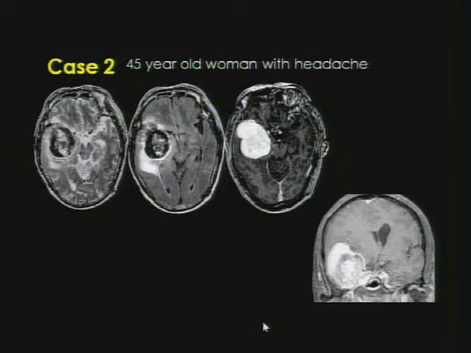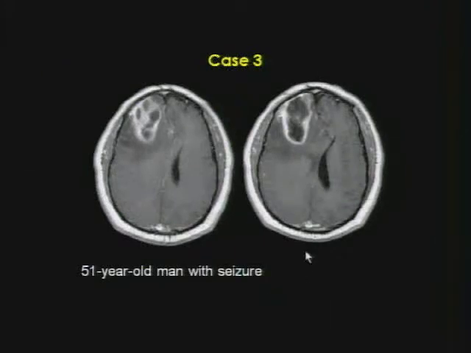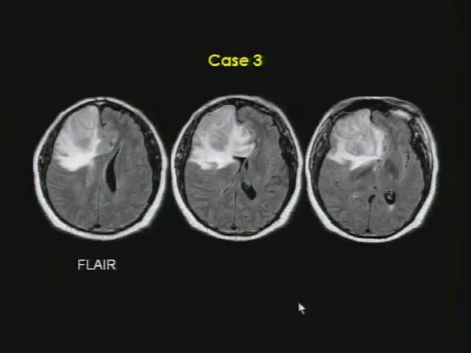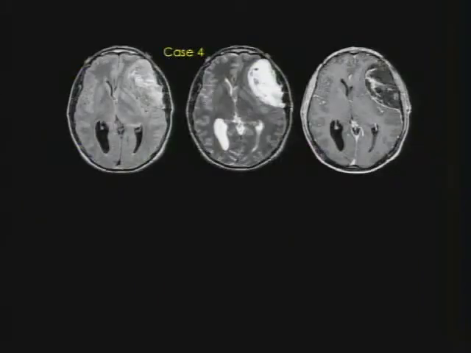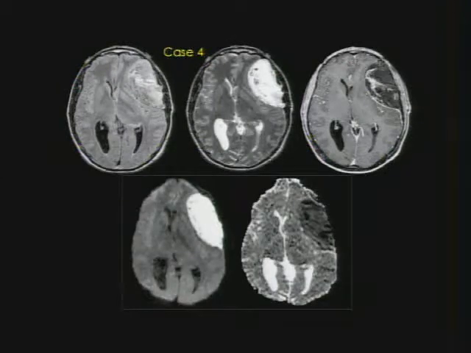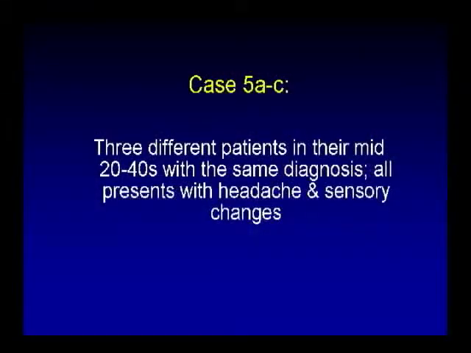This is case 2, a 45-year-old woman with headache. Here are 3 sets of axials and a coronal postgadolinium imaging. Case 3, a 51-year-old man with seizure. Same patient, FLAIR imaging. The 4th patient is a patient presenting with a left frontal mass. Here is diffusion and ADC map.